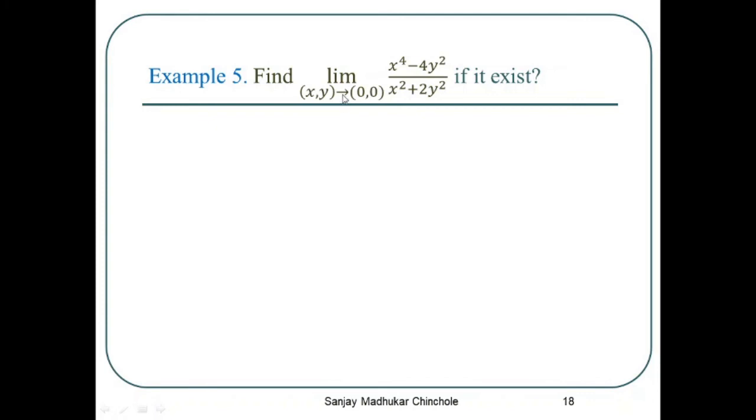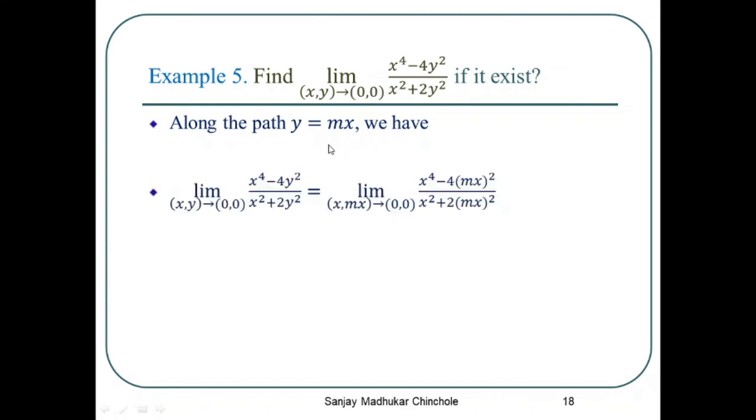Fifth example, find limit x, y tends to 0, 0 of x raised to 4 minus 4y square upon x square plus 2y square if it exists. See here, if we take a path y equal to mx, what we get? Limit x, y tends to 0, 0, x raised to 4 minus 4y square upon x square plus 2y square is equal to, you have to just replace y by mx here, limit of x comma mx tends to 0, 0, x raised to 4 minus 4 times mx bracket square upon x square plus 2 times mx bracket square.